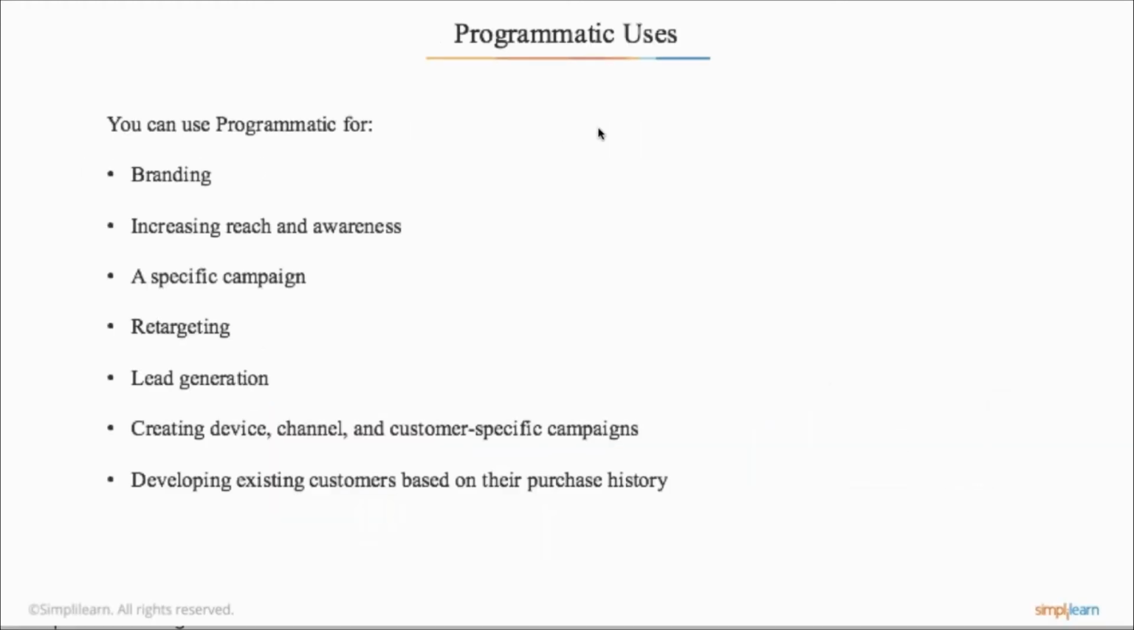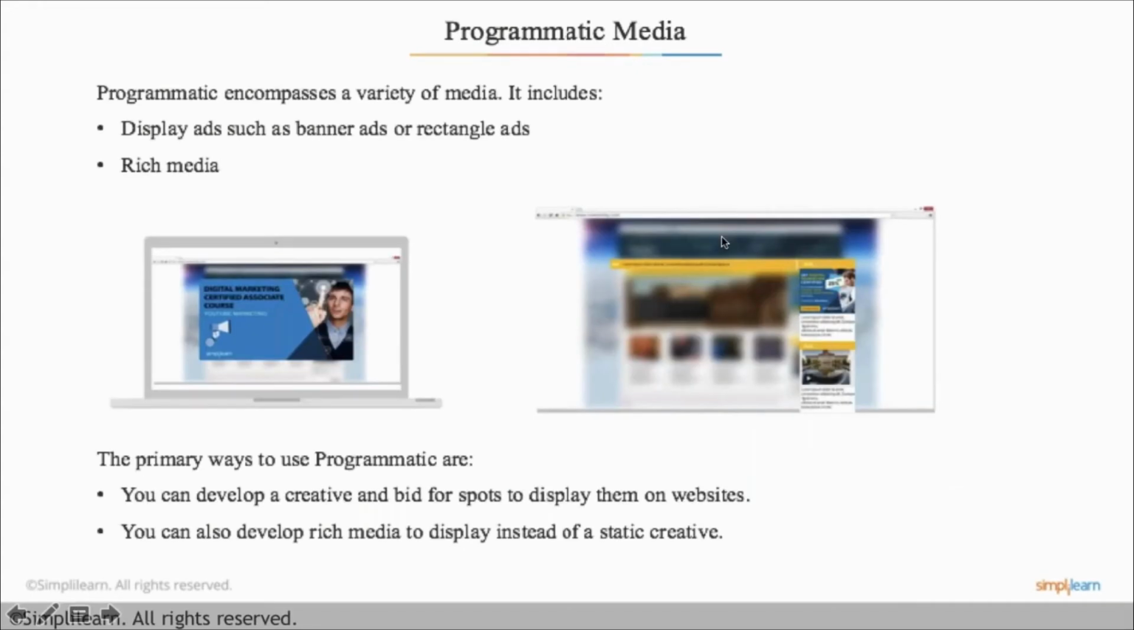What are the various uses of programmatic? It helps in meeting various different objectives. As a marketer, you can use it for branding purposes, for retargeting, and lead generation. All this is part of data-driven marketing, and it encompasses a variety of media. Display is the topmost one, like the rectangular ads, the leaderboard, or the square-shaped ones. You've got the ones on the footer, the rich media ads and so forth.